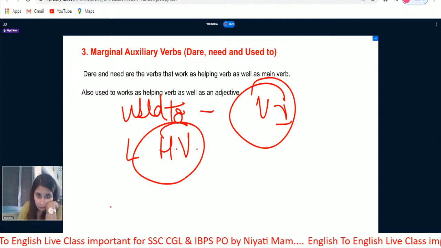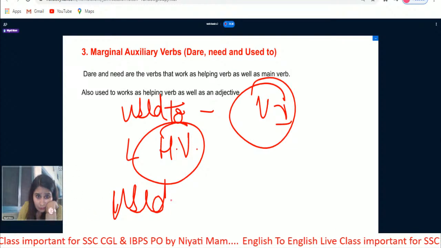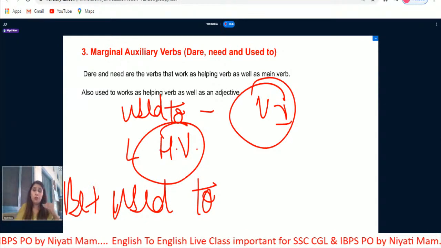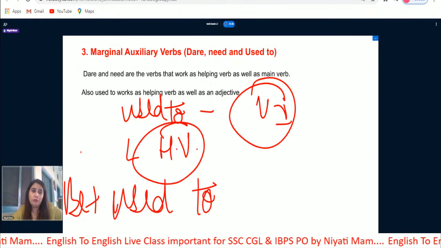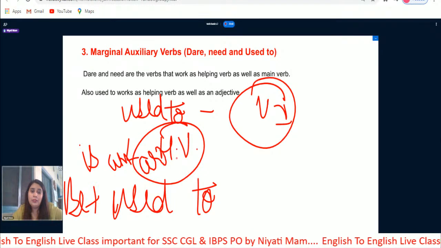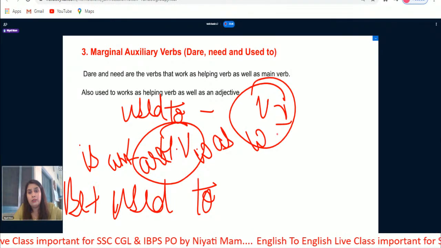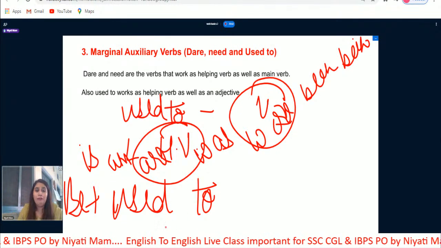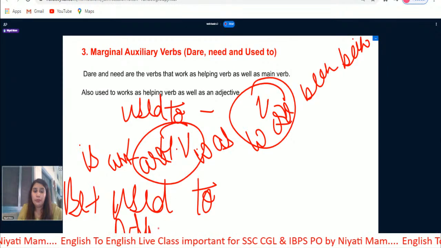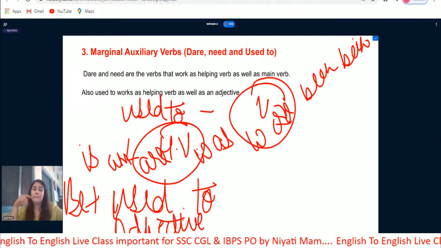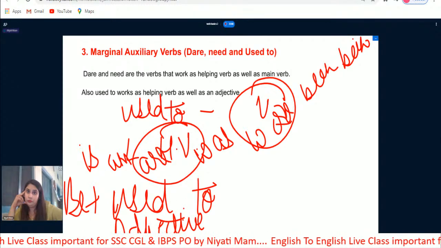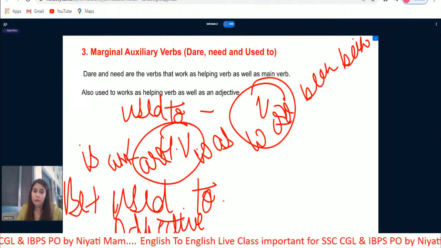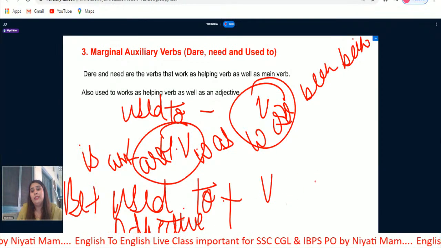Second thing is, if used to follows any form of be. If used to is following any form of be, and the forms of be are is, am, are, was, were, being, be. If used to is following any form of be, then used to becomes an adjective. Then in that case, used to becomes adjective and used to will take V1 plus ing after it.